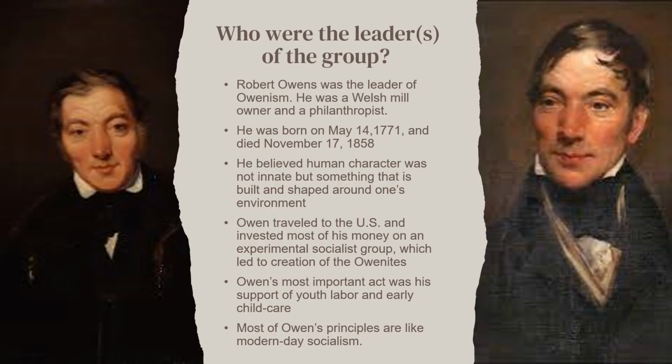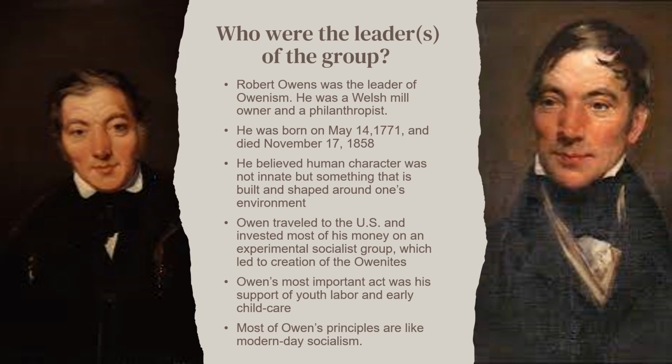Who were the group leaders of the Owenites? Robert Owen was the creator of the Owenites. He was born on May 14, 1771, and died November 17, 1858. He was a Welsh mill owner and philanthropist. His central idea was that human character was not innate or automatic, but instead something that is built and shaped around one's surroundings and circumstances as well.